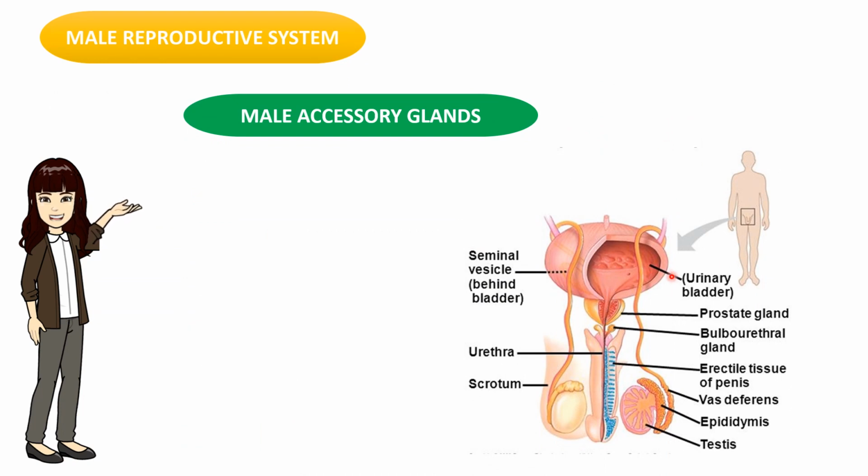Male accessory glands include a pair of seminal vesicles, a prostate gland, and a paired bulbourethral gland. Secretion of the seminal vesicle contains fructose and calcium enzymes, which compose a major part of the semen. Bulbourethral glands secrete alkaline mucus that helps in lubrication. The prostate gland produces an alkaline secretion which nourishes and activates sperms to swim.